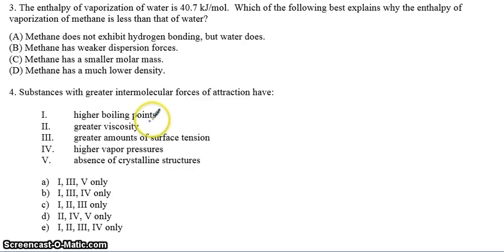Number 1, higher boiling points. This is true because the stronger the attraction, the more energy you must put in order to separate that attraction. Greater viscosity, this is also true. Liquids will tend to be thicker if they have stronger dispersion forces. That's because the particles are more strongly attracted. Greater amount of surface tension, this is also a physical property that increases with intermolecular forces.